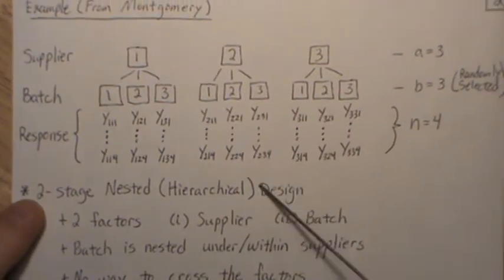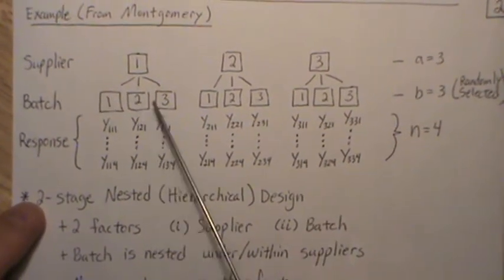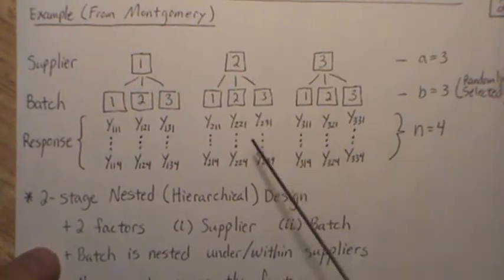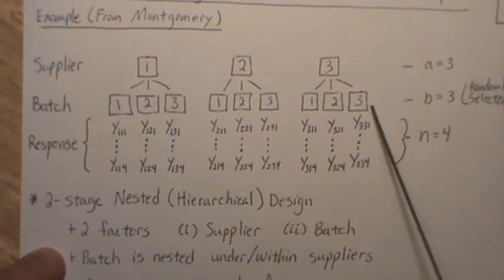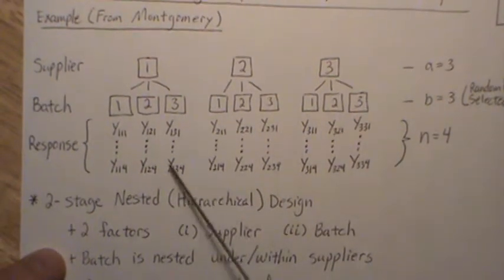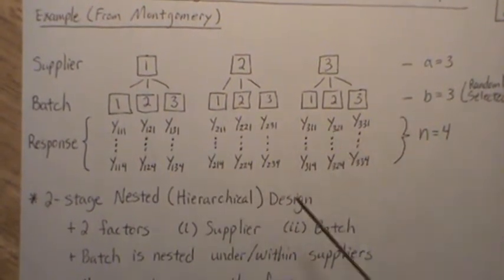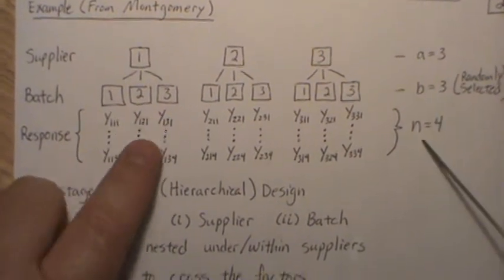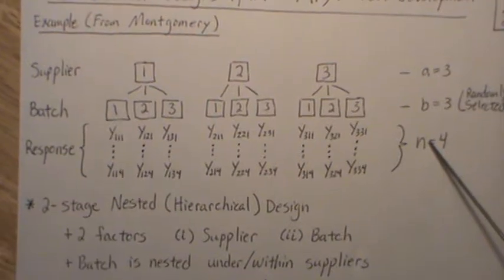Now, another way to think about it, we could just label them 1, 2, 3, 4, 5, 6, 7, 8, 9, and it's the same thing, right? There's 9 different batches here, so there's no way to cross, so it's hierarchical. Here, a is 3, b is 3, and n is 4. This is the number of reps.